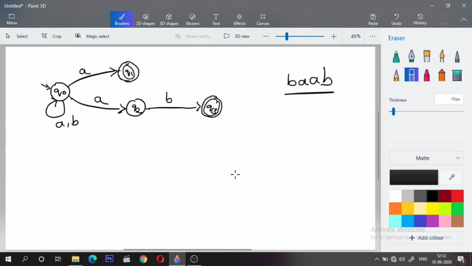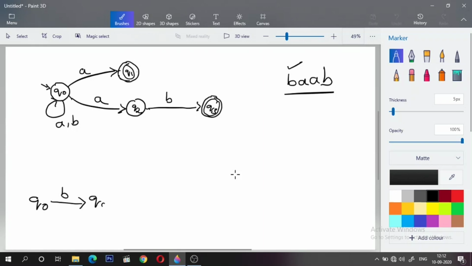So we start from the starting state, which is Q0. The first symbol is B, right? So Q0 upon B, what are the possible transitions we have? Q0 upon B, I can remain in Q0 because there is no other transition. Q0 upon B, I'll remain in Q0. Now the next symbol, I have encountered A.